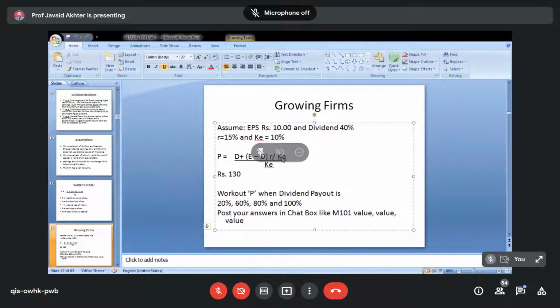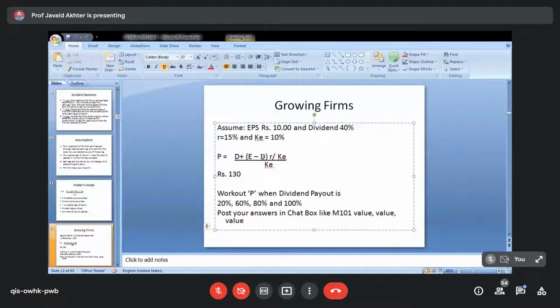So 10% of 10 is 1. No? 10% is 1 or 0.1? 0.1. And R will be 0.15. Yes, 0.15. So 0.15, 0.1, 0.1, and here it will be 10, and it will be 4. If you substitute these values, I'm sure you will get 130.